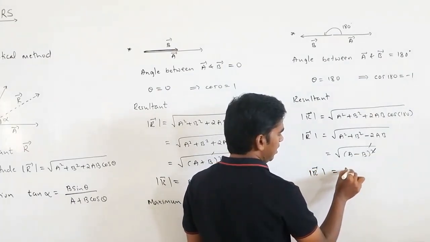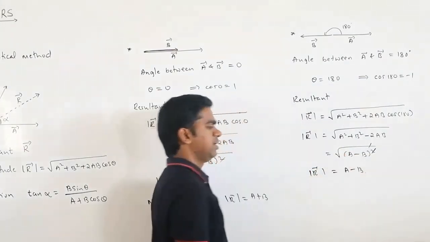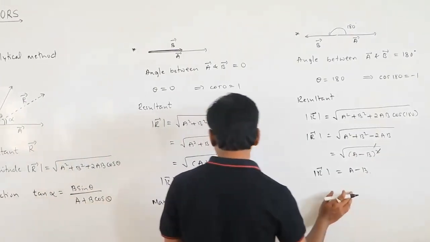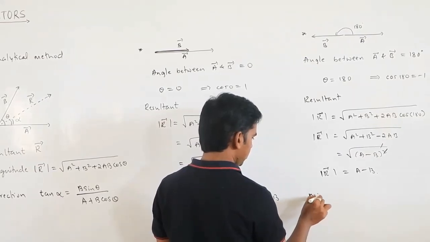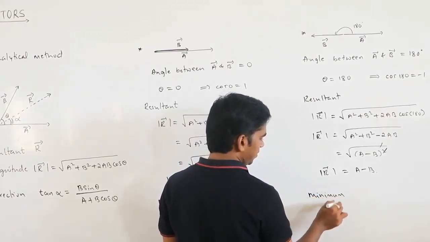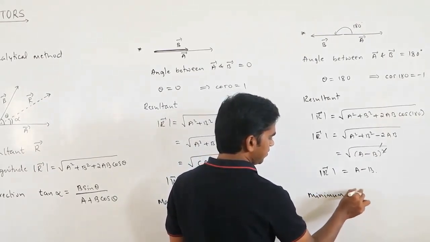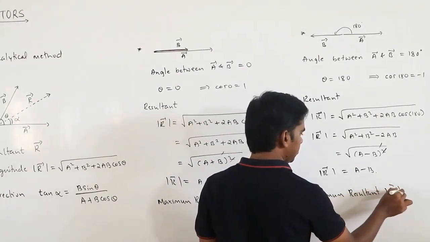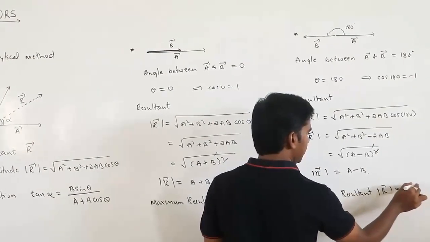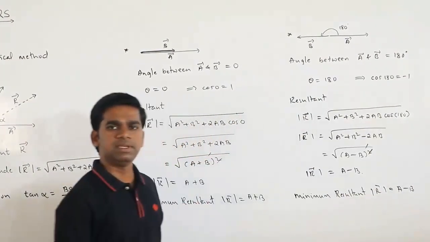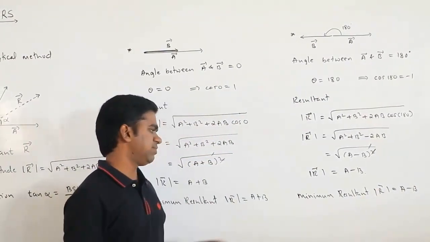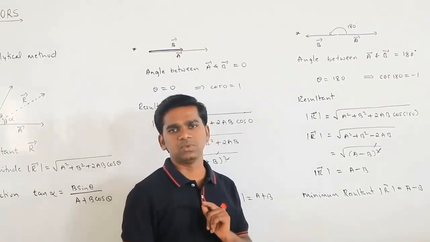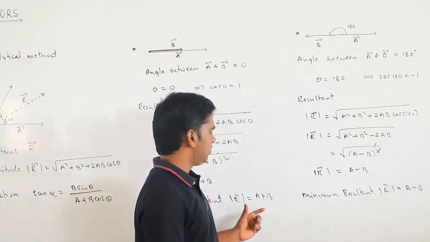Resultant is A minus B. So this is the minimum resultant. Okay, so the minimum resultant R is equal to A minus B. A minus B is the minimum, A plus B is the maximum. If they say the minimum resultant is 10, that means A minus B is equal to 10. So they will use it like that.